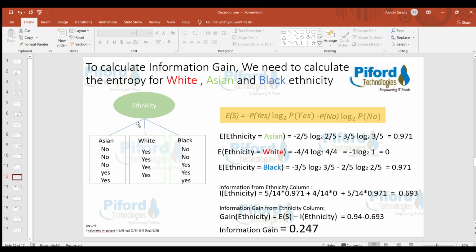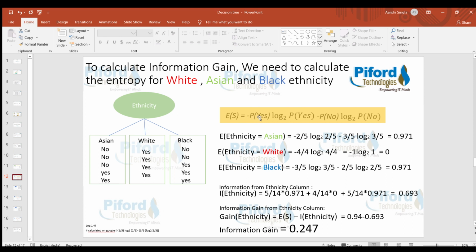Now let's work for white. So entropy for white. Over here you'll see we have all the records which belong to yes. There were no records which belong to no. So that means there is no need to write this whole formula. You can write only the yes part, because we don't have any records of no. So just use this much of the formula.